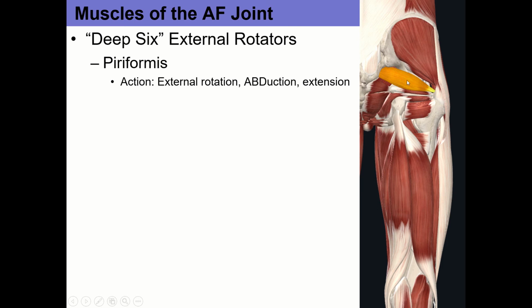So the first one there, piriformis, does extension and abduction, but primarily external rotation. They're like the external rotator cuff, supraspinatus, infraspinatus, and teres minor in the shoulder. They also all insert on the greater trochanter. Again, you don't have to know origin or insertion, but they do all insert on the greater trochanter, akin to what we saw in the shoulder, where the external rotators all insert on the greater tubercle.